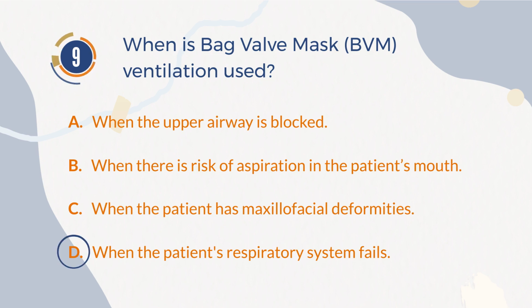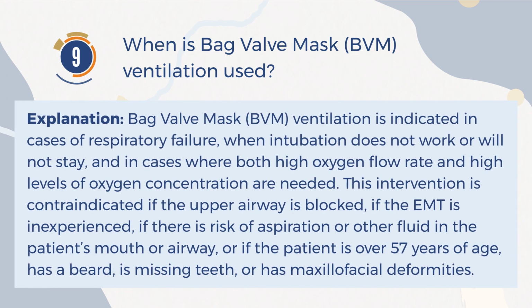When the patient's respiratory system fails. Explanation. Bag valve mask, BVM, ventilation is indicated in cases of respiratory failure, when intubation does not work or will not stay, and in cases where both high oxygen flow rate and high levels of oxygen concentration are needed. This intervention is contraindicated if the upper airway is blocked, if the EMT is inexperienced, if there is risk of aspiration or other fluid in the patient's mouth or airway, or if the patient is over 57 years of age, has a beard, is missing teeth, or has maxillofacial deformities.